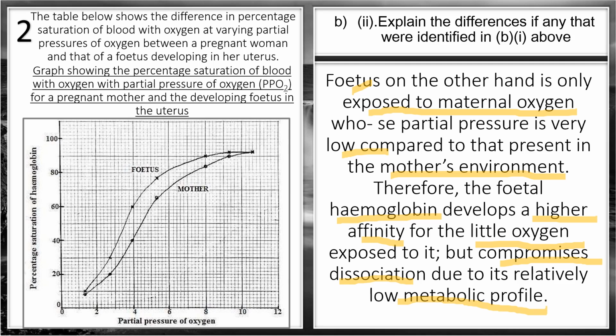So when you look at the one for the baby, it is shifted to the left of the mother, meaning that it has a higher affinity for oxygen. Any little oxygen that is supplied is going to be very fast absorbed by the fetal hemoglobin. And that makes it have a low dissociation curve. It does not easily release oxygen because of its relatively low metabolic profile.